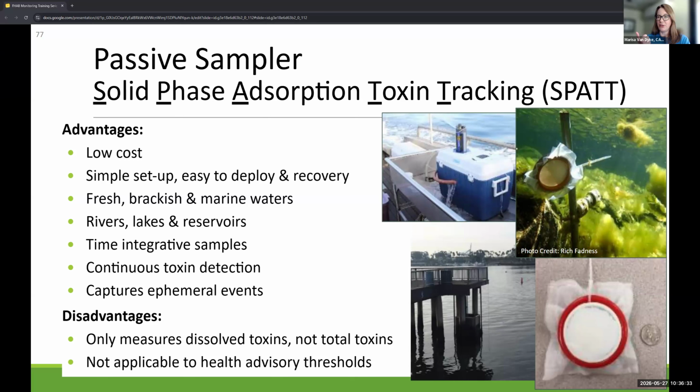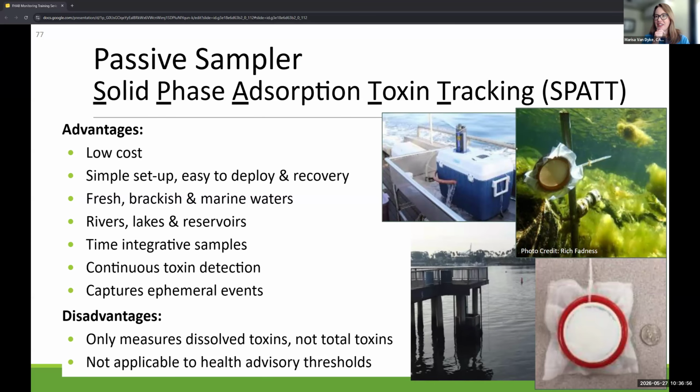It's really simple to set up, to use, to deploy, really low cost per bag to even create these. They're used in all sorts of waterways, freshwater to marine. You can analyze for many different toxins with some strengths and weaknesses. Very useful for microcystins, saxitoxins, and so forth. You can attach them to a dock.